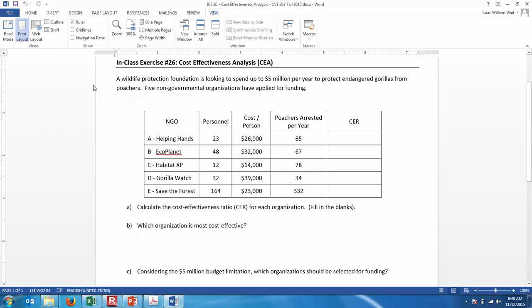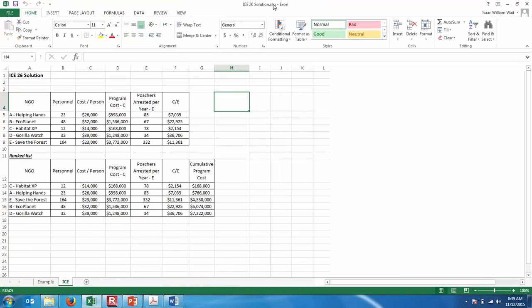All right. We have 5 organizations, and we're trying to arrest poachers. And so the cost effectiveness ratio, we have to find the cost, and the total cost of the organization is their personnel multiplied by the cost per person. So that'll give you the cost, and the effectiveness is how many poachers they arrest every year. So let's take a look at the solution here.